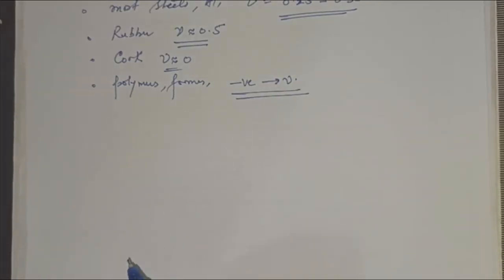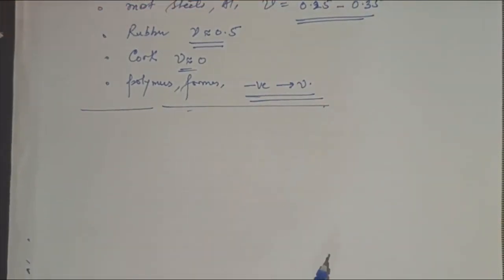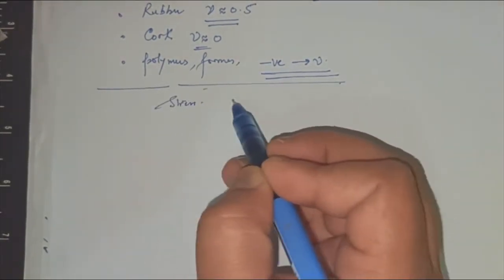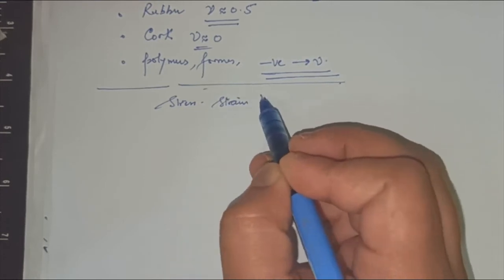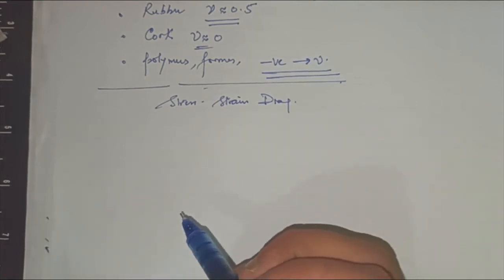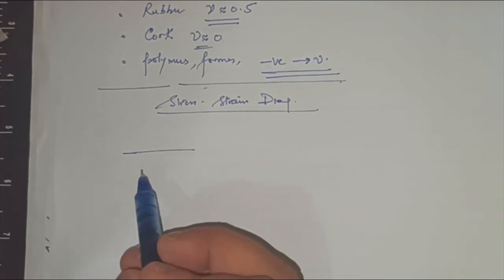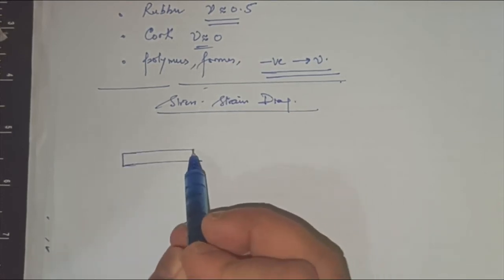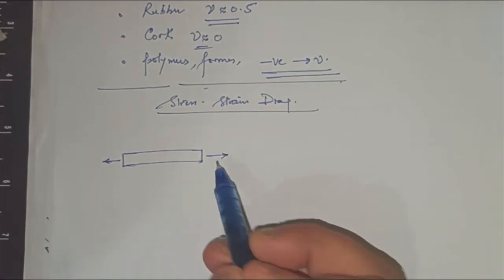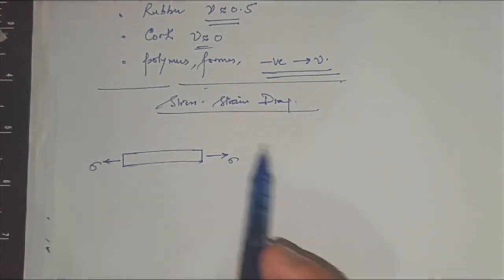Now let's discuss a stress strain diagram. This is very important. This will lead to the generalized Hooke's law. So in the stress strain diagram, let me first give you an example. We'll take an example of a rod, a bar or a rod which is being loaded from both axial locations.